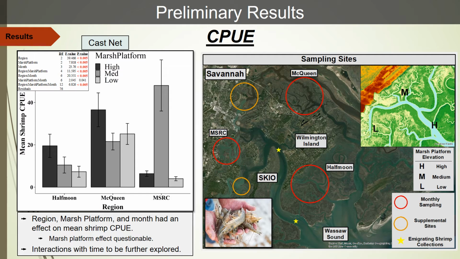However, this pattern is strongly influenced by the medium marsh platform elevation creek in the MSRC region. Aside from this observation, mean catch per unit effort on average again tended to be lower in the low marsh platform elevation creeks.